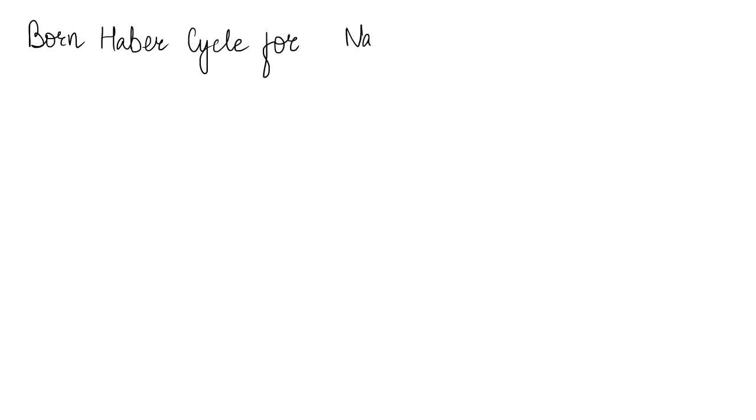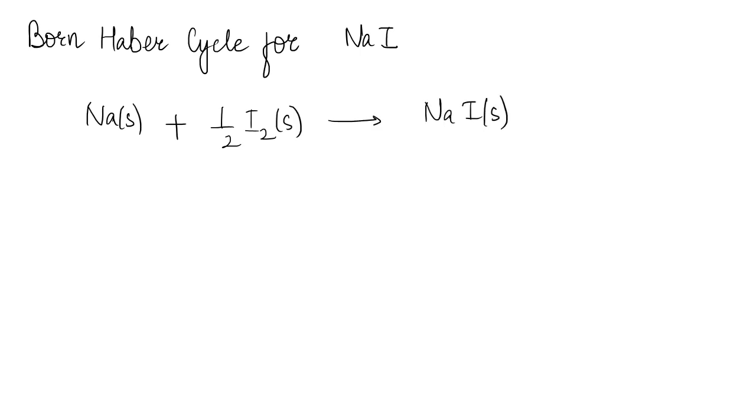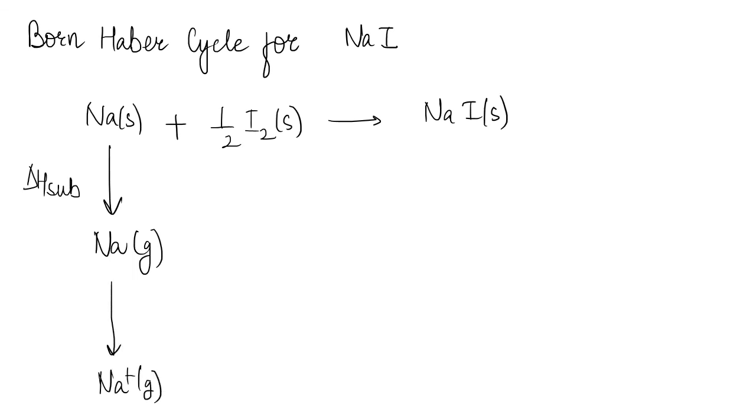Now let's do the Born-Haber cycle for NaI. So sodium iodide, sodium is present in solid. What is the standard state of iodine? Solid. Very good. So what we'll do? First of all, we will convert this into gas. This is enthalpy of sublimation, and this will convert it into Na plus gas, enthalpy of ionization.